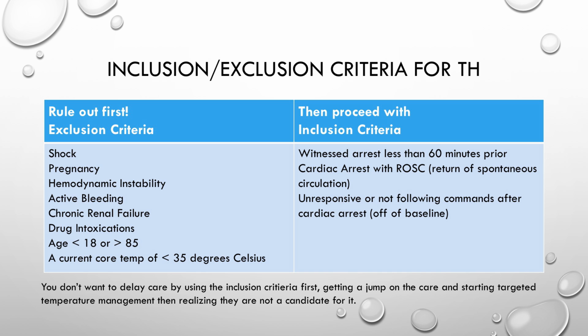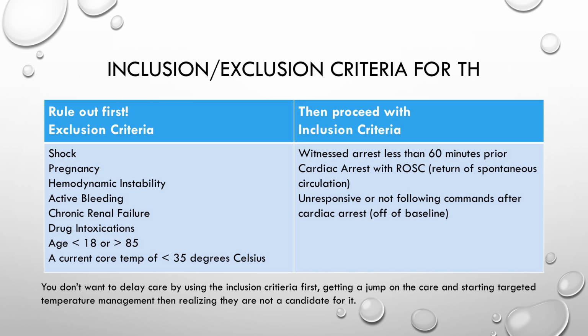So, the inclusion-exclusion criteria for therapeutic hypothermia. First, you want to exclude the patient. This is patients with shock, pregnancy, hemodynamic instability, active bleeding, chronic renal failure, drug intoxications, ages less than 18 or greater than 85, and a current core temp of less than 35 degrees.